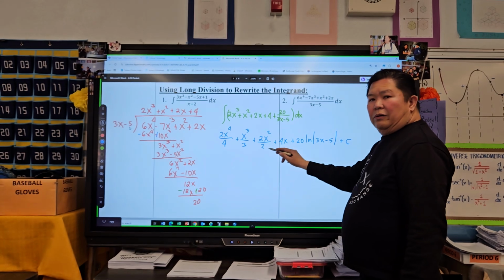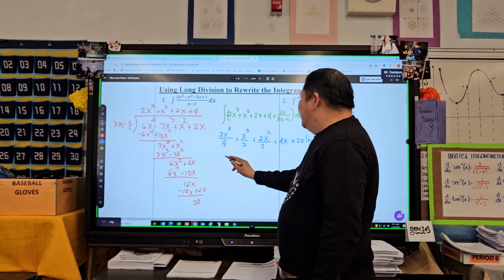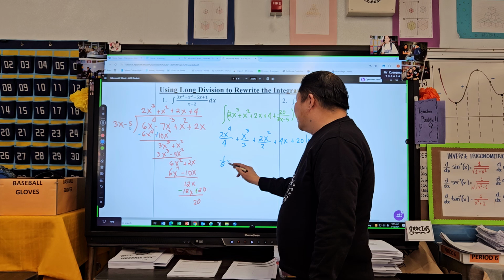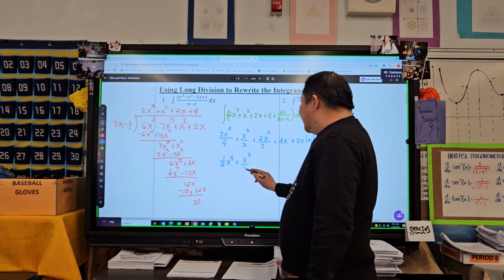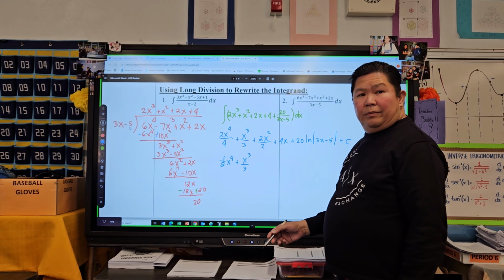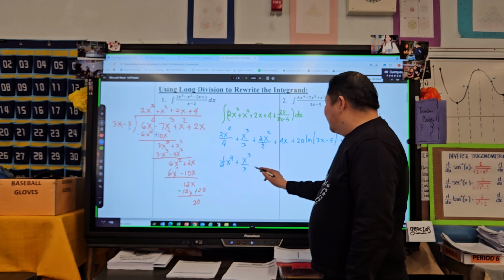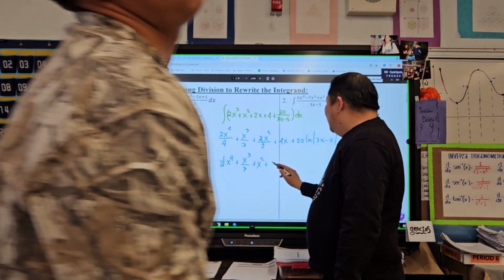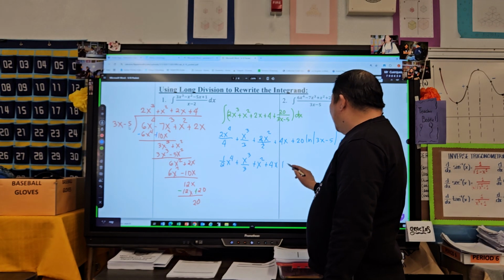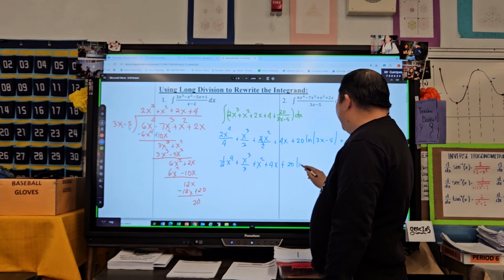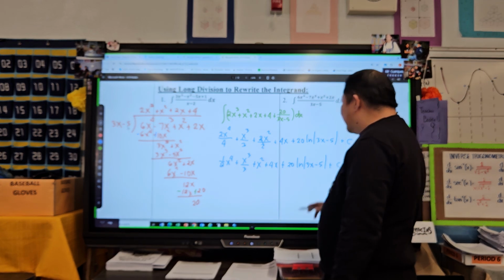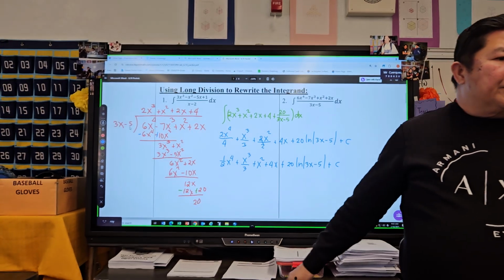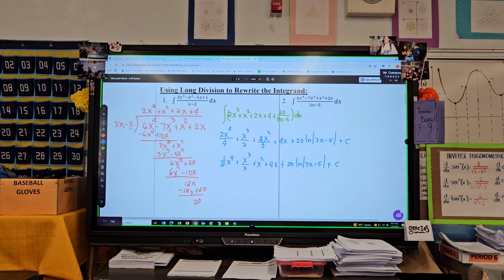Then you can now simplify this as 1/2 x to the power of 4 plus x cubed over 3, or sometimes you can just write 1/3 x cubed, and this cancels out, so plus x squared plus 4x plus 20 ln of 3x minus 5 plus the constant. It's kind of really easy. So far, any question or clarification? Oh, it's 1/2.